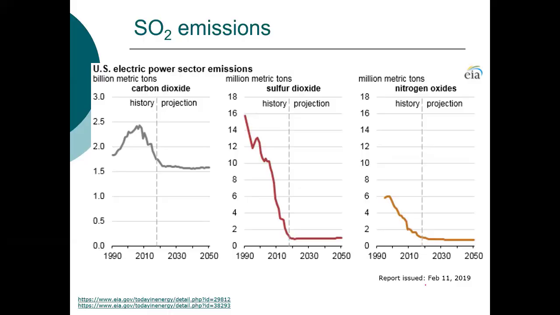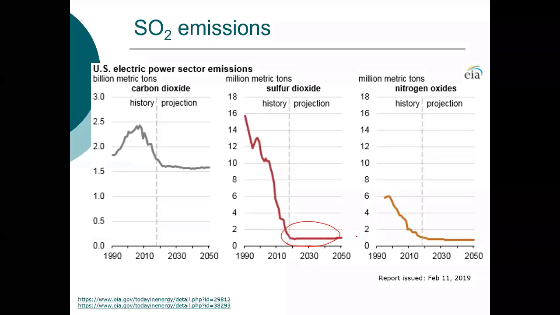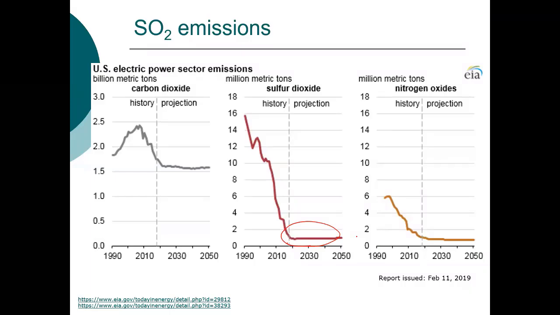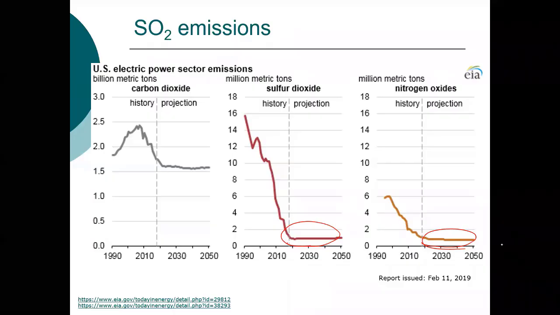You can see here decreases in emissions of the power sector. So this is the electric power sector. You see very, very significant decreases in SO2, not expected to change much over the next 20 or so years. Same thing with NOx. The expectation is that it's not going to change.